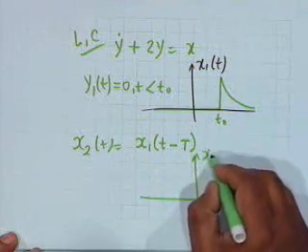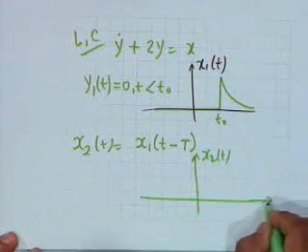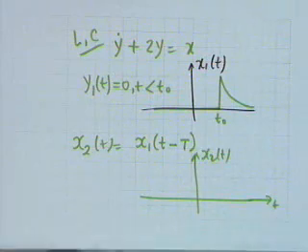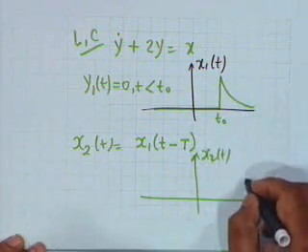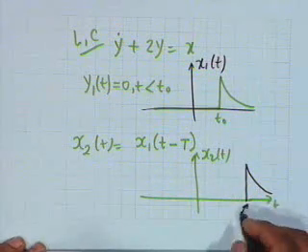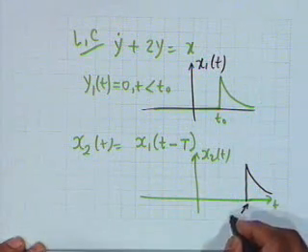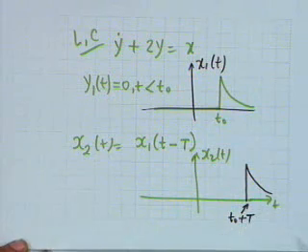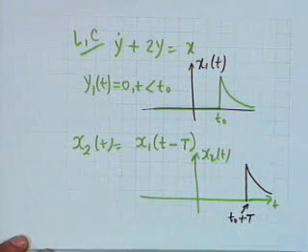Alright. So what we do is we delay the input by an amount capital T. Then if I plot x2 of t versus t, this shall rise at a time which is equal to t0 plus capital T, and the system has already been assumed to be causal.